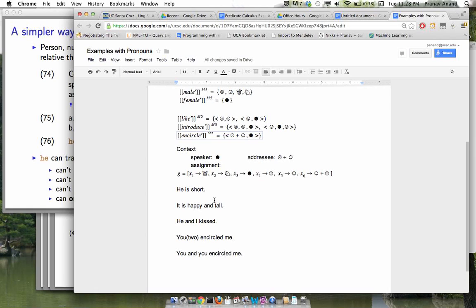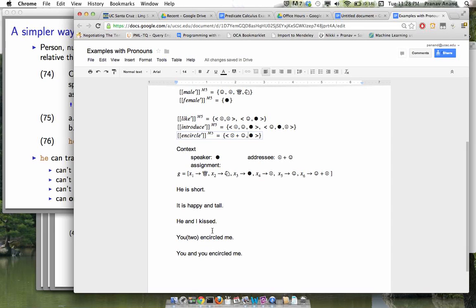Okay, so what do I want to use? So I want to look at he is short, he is happy and tall, he and I kissed. You encircled me, where I'm putting two here to mean you plural, and you encircled me, where I have two individuals, you and you, that I'm talking to.